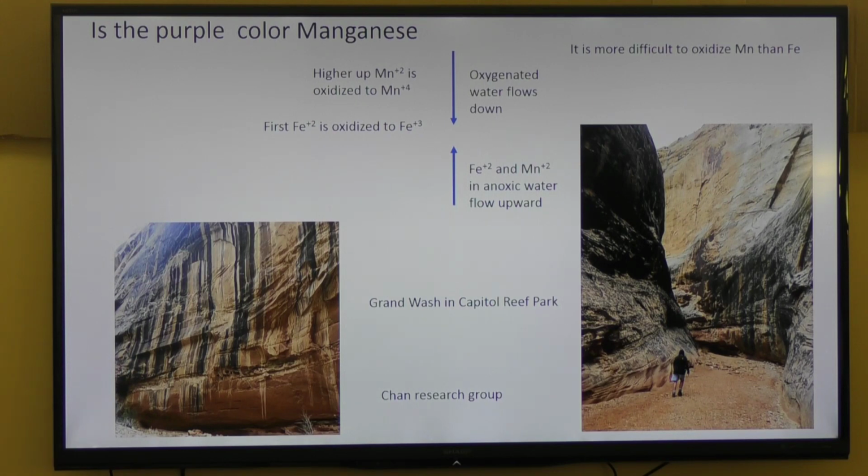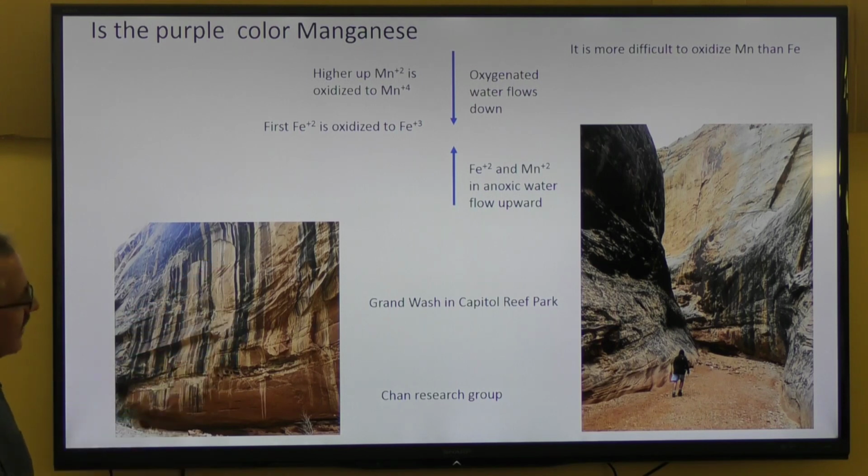But the problem was when I looked at the chemical analysis, and there's actually some analysis from the Gros Ventre, it's 1% of what the iron is. It's very small percentages. And also, why would it be in one layer but not anywhere else? So I don't think it is manganese in the Gros Ventre. But there are a bunch of examples in Utah where there is manganese. This is in Capitol Reef.